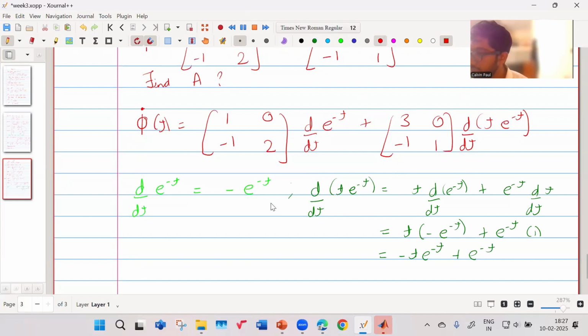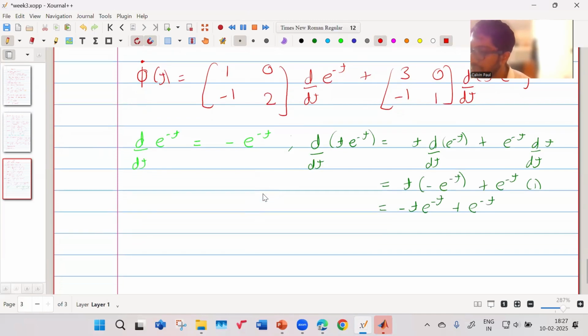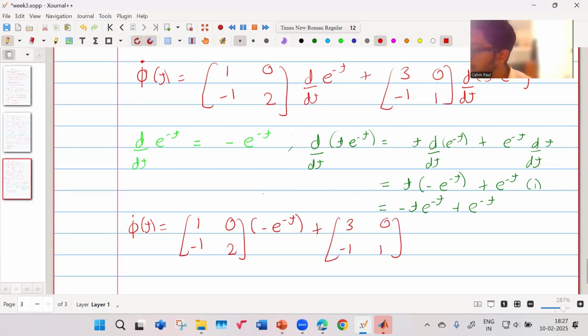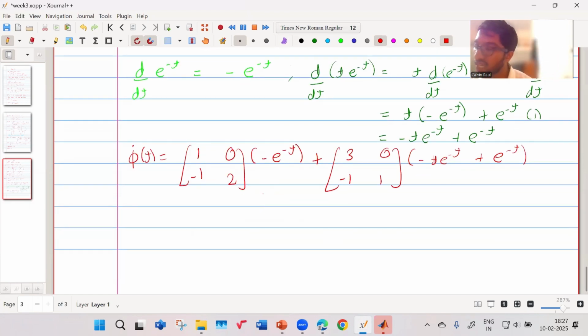So this is the derivative of these things. So we will write phi dot of t is equal to [1 minus 1, 0, 2] times minus of e to the power minus t plus [3 minus 1, 0, 1] times minus t e to the power minus t plus e to the power minus t. Okay. We want phi dot of 0 because phi dot of 0 is equal to A.